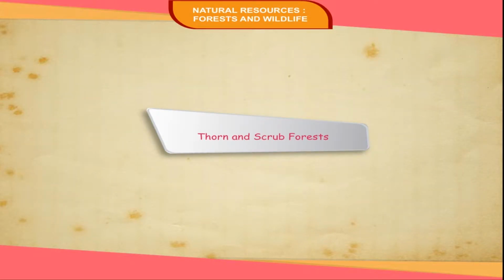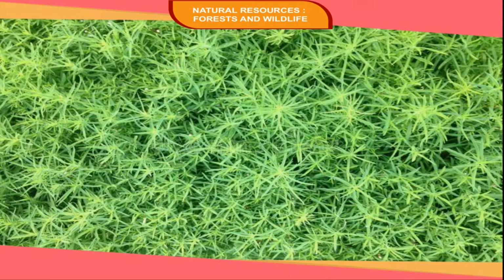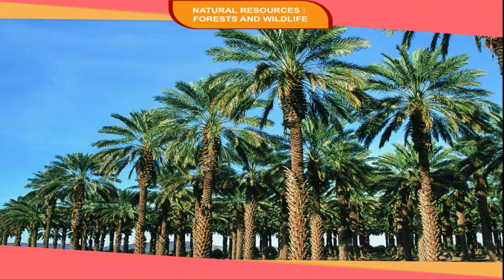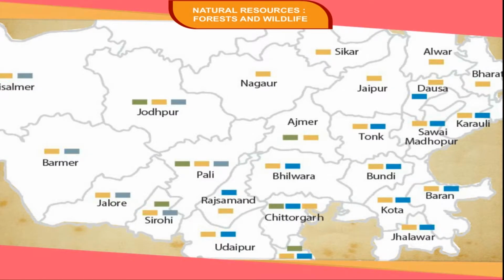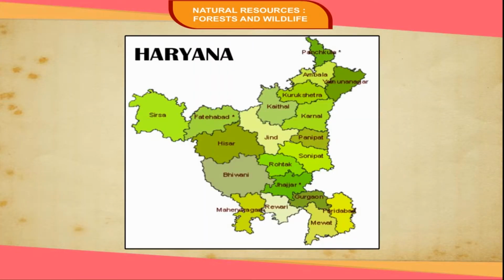Thorn and scrub forests. These forests occur in the regions of low rainfall. Here only thorny grass, scrub, bushes, cactus and date palm grow. They are mainly found in Rajasthan, Gujarat, and parts of Punjab and Haryana.